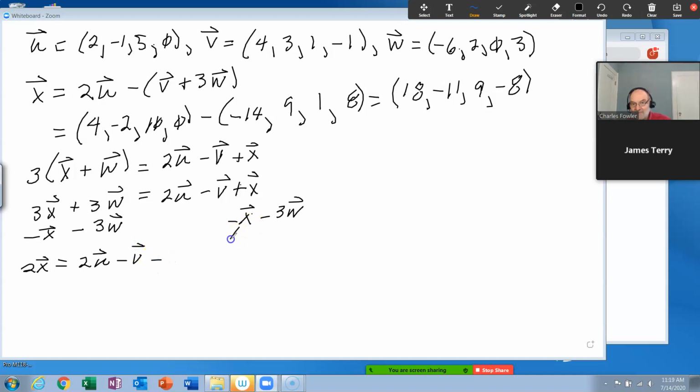minus, these add to 0, minus 3w, right? Alright, now let's plug and chug. Let's do our plugging. Okay, we've already chugged. So that'd be 2 times u. Yes. Yes, you could. You certainly could. And then you'd have u minus half of v plus minus 3 halves of w.